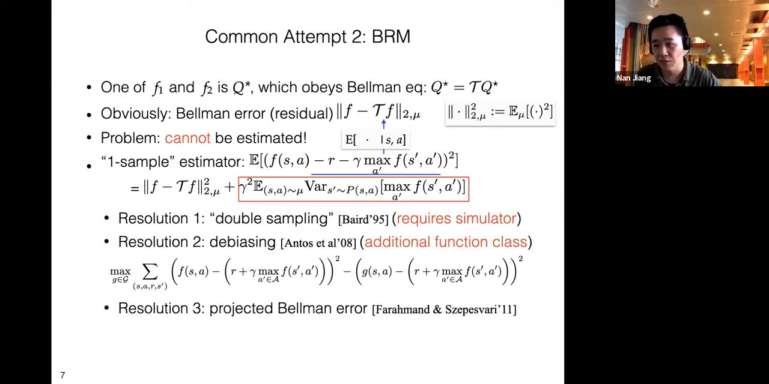There's also the idea of using some form of projected Bellman error, which I'll come back to a little later. But if you use it in a straightforward manner, it also requires additional function approximation.